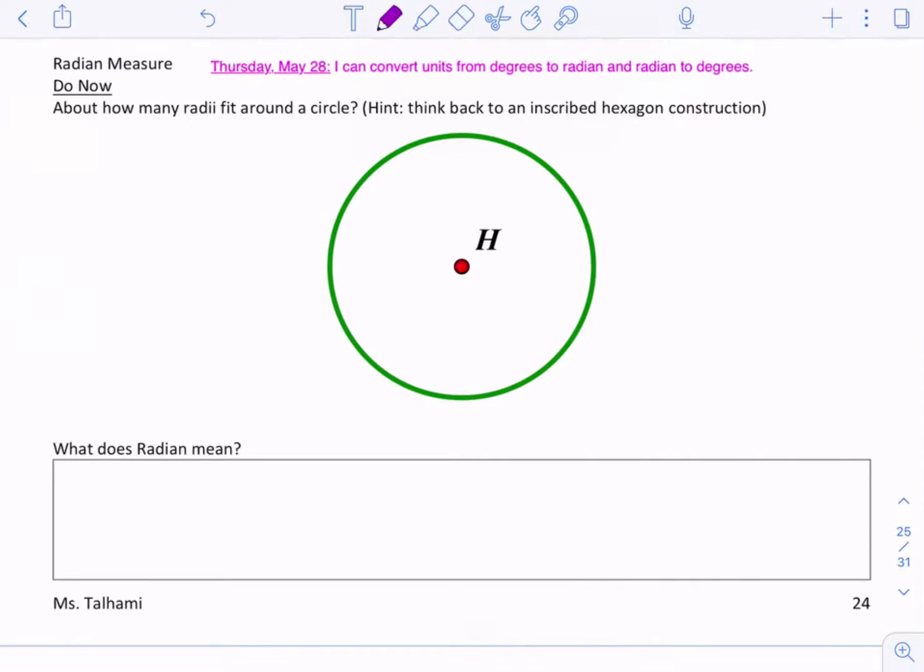We are. All right, so today, let's look at our goal or objective for learning. I can convert units from degrees to radian and radian to degrees. So let's think about what we're being asked to do. We're being asked to convert. Think about in the past when you've been asked to convert in math, you would be asked perhaps to convert inches into feet or feet into yards, things like that. So today we're going to be converting degrees to radian.